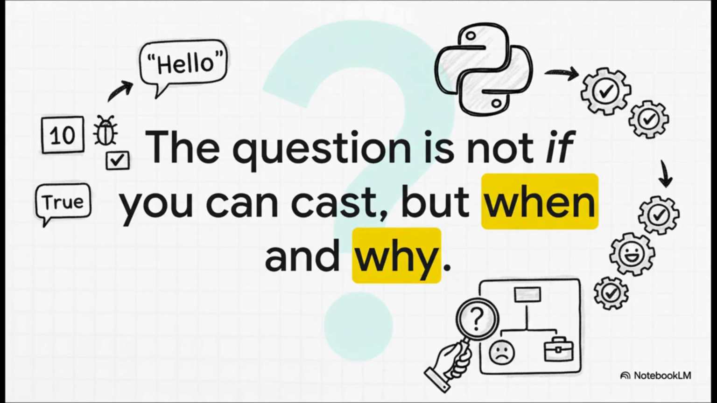Always, always be mindful of your data types. From this day forward, whenever you run into a strange bug, the very first question out of your mouth should be, what data types am I actually working with here? Understanding this is the difference between hours of frustration and a program that just works. Now, go practice. You're in control.